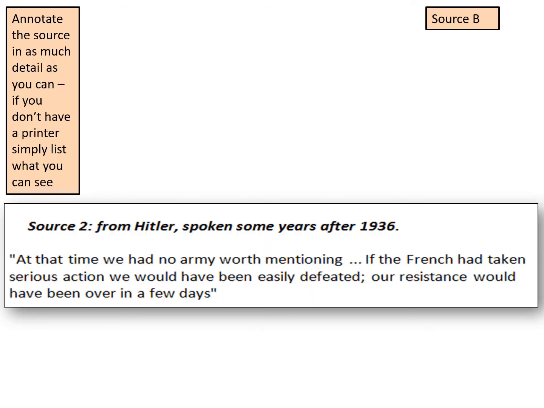I hope you felt that first source went really well. We're going to have a look at the second source now. This is a very different view of what was happening in the Rhineland in 1936. So source B, again, I just want you to spend a couple of minutes listing or writing next to the source if you printed it out, underlining, annotating anything that this source tells you about what was happening in the Rhineland. What can we find out about the remilitarisation from this source? Pause this now and see what you can work out.